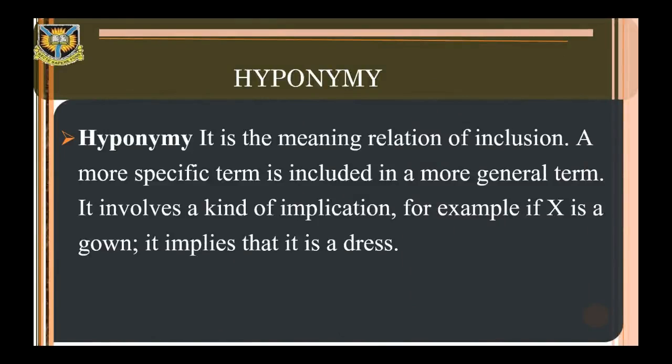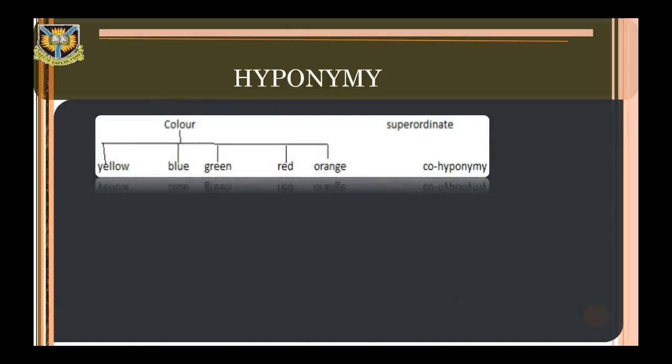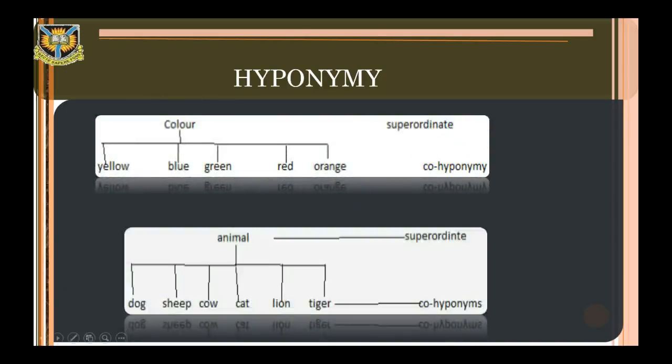For example, if X is a gown, it implies that it is a dress. But the converse does not hold. The subsumed items are called subordinates or co-hyponyms, as you can see in the example below.